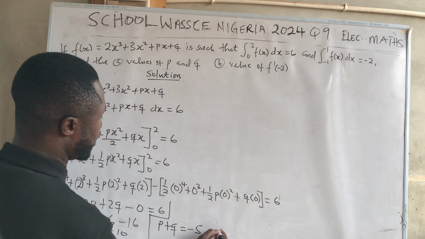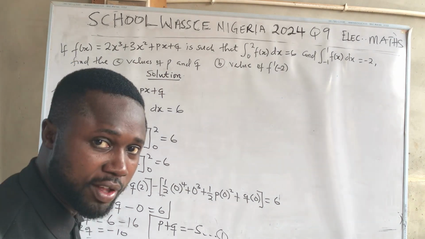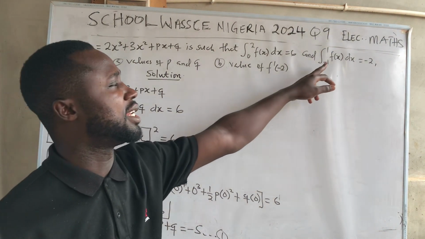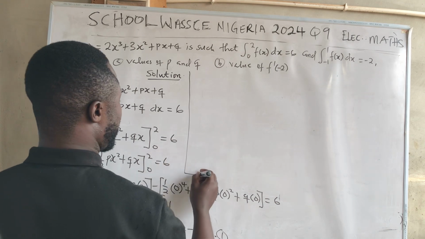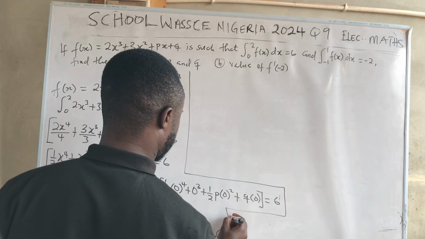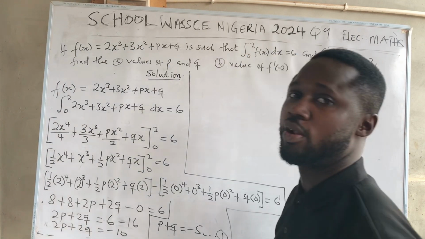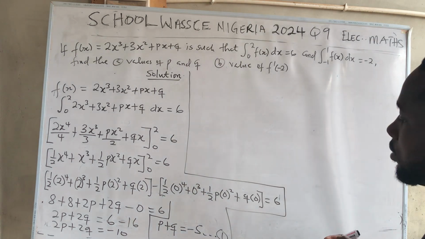So you have equation 1. So we are done with the first one. Let's go to the second one. All right, so I hope our board becomes enough for us. So when we go to the second one, we also have what?